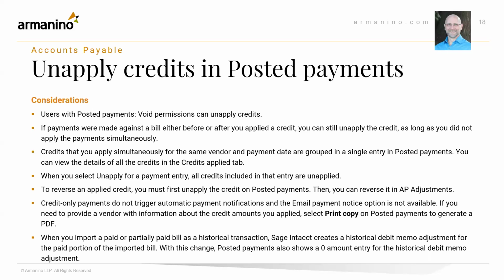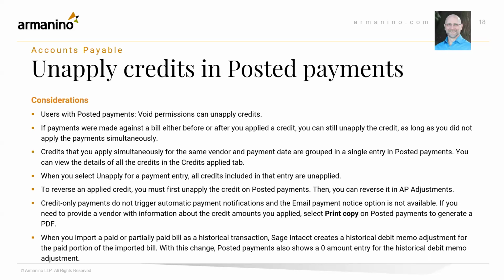Credits that you apply simultaneously for the same vendor and payment date are grouped in a single entry in posted payments. You can view the details of all the credits in the credits applied tab. When you select and unapply a payment entry, all credits included in that entry are unapplied. To reverse an unapplied credit, you must first unapply the credit on posted payments. Then you can reverse it in AP adjustments.